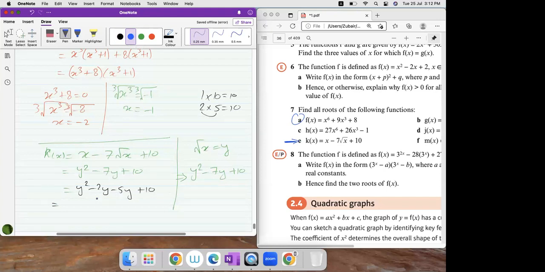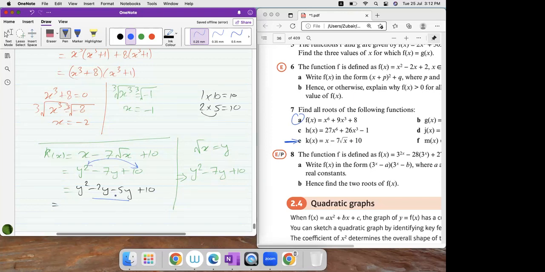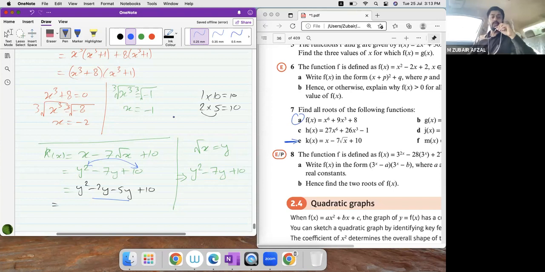Can you re-explain this, sir? Yes. Adding these two, you will get minus 7, and multiplying these two, you will get 10y squared. In questions, for example this one where you are given root x, we're allowed to just change it into a different variable, for example y. That is your choice.